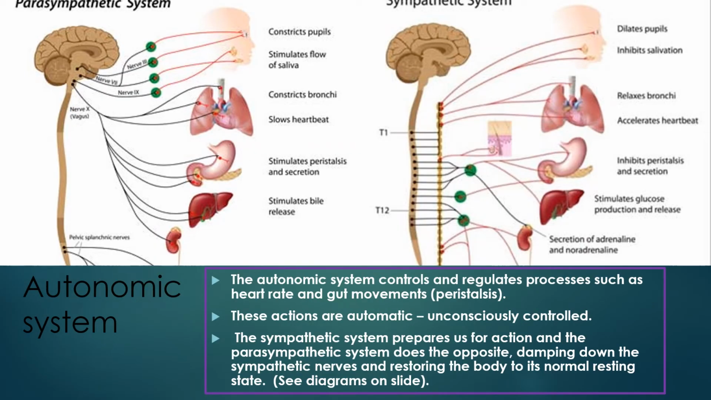So a little bit more on the autonomic system. It's where we're not actually thinking about it, it's something that's automatic and it's not controlled, and we don't have to think about it happening. For example, our heart beating or us breathing, or even our gut movements. We don't actually think about them, they just automatically happen.